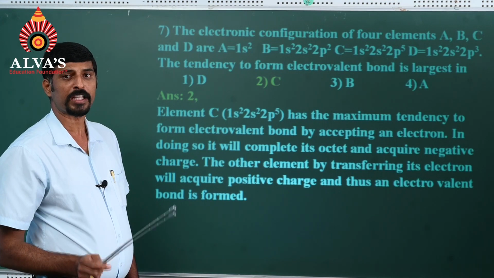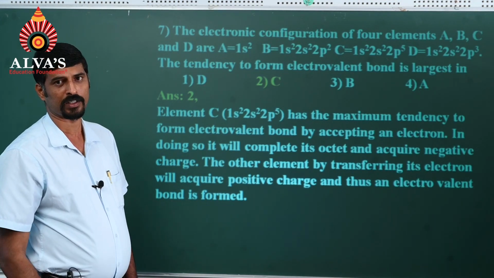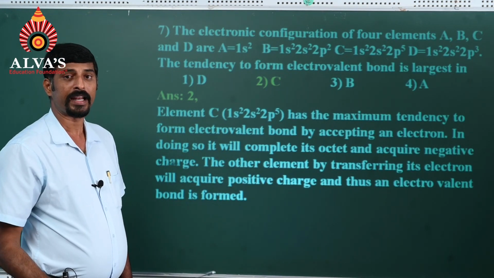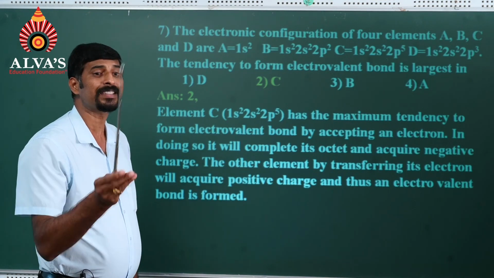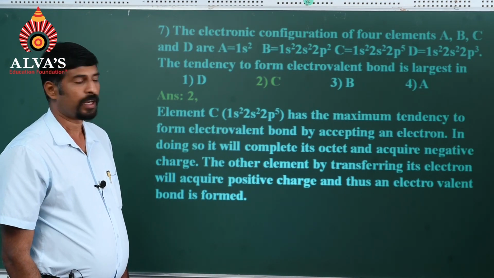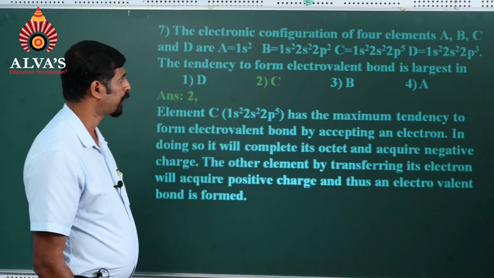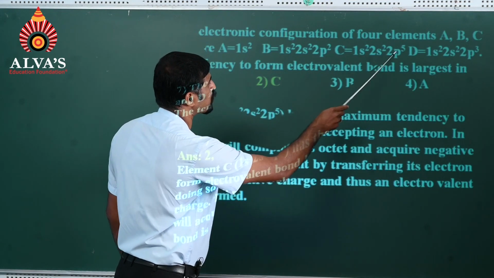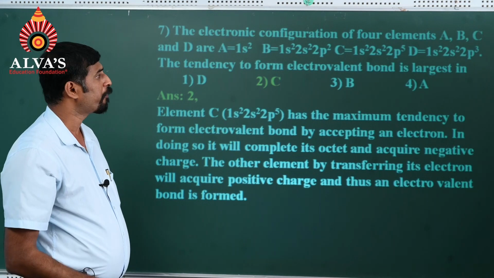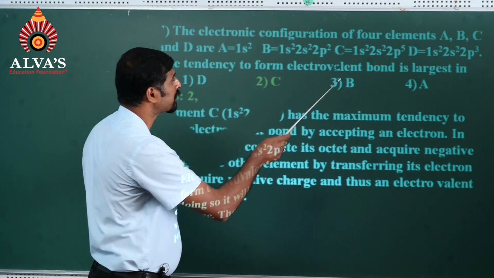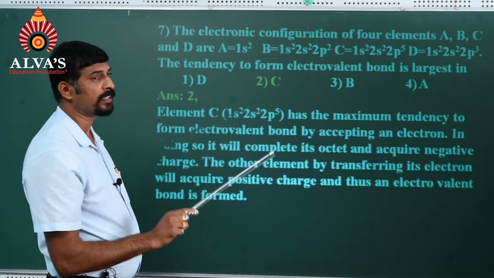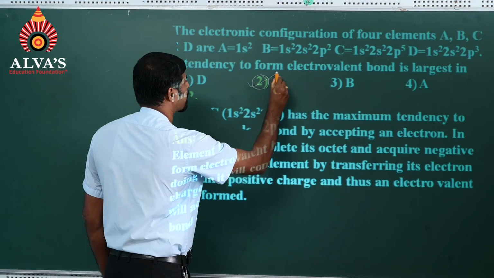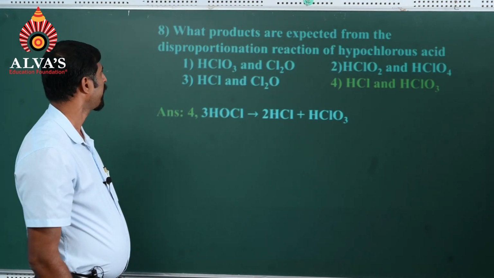The ionic bond is formed between two oppositely charged ions. The positive ions are formed when an atom loses electrons readily. The negative ions are formed when it accepts electrons very easily. Now, if you observe these electronic configurations, the C configuration is very near to a noble gas configuration. If it accepts one electron, it reaches the octet configuration and forms an ion. Therefore, option 2 is the right answer. Next, move on to question number 8.